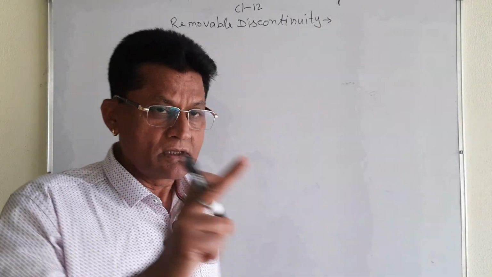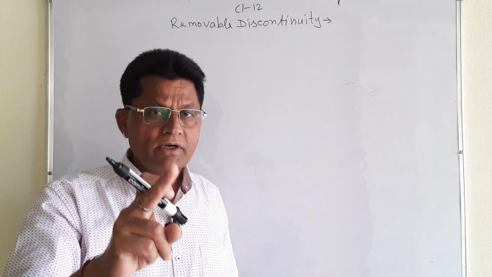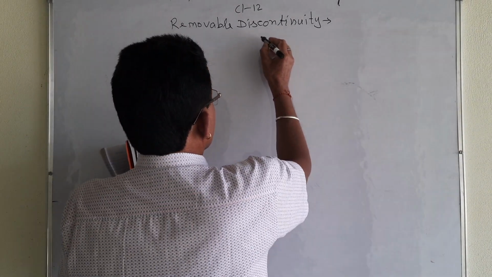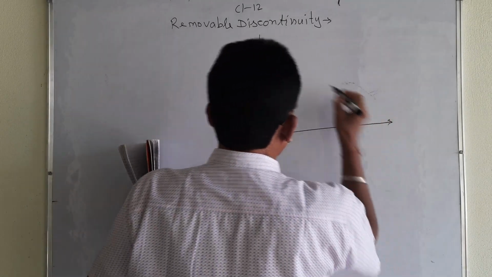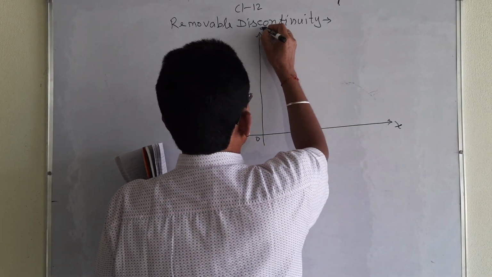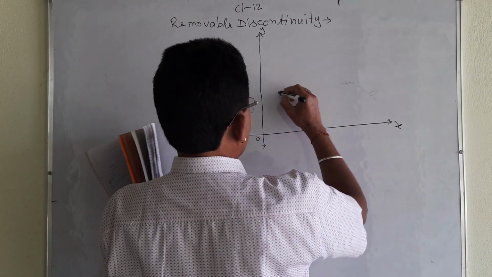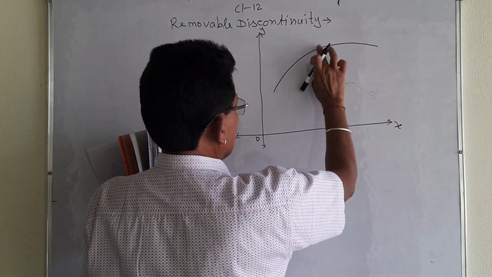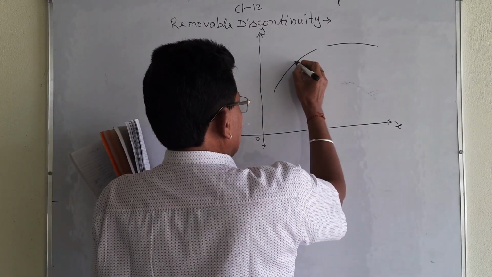But before doing that, I will draw the graph. Try to understand removable discontinuity by using the graph. My dear student, I am just going to draw the graph. This is the origin, this is the x-axis and this is the y-axis. Suppose this is the graph. You see the graph, and I am just going to remove it from here.